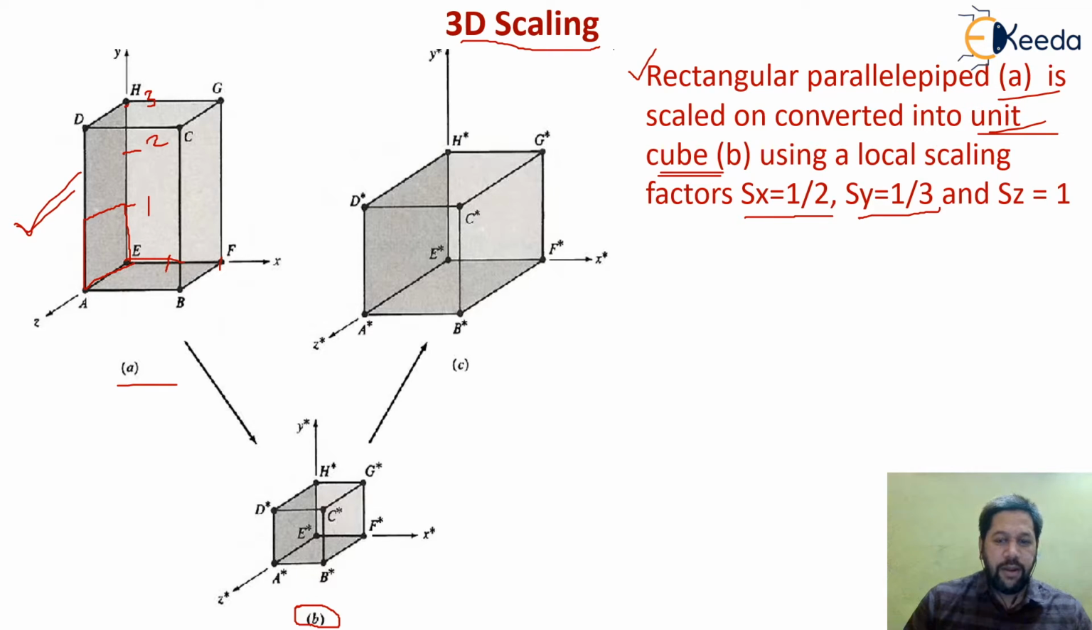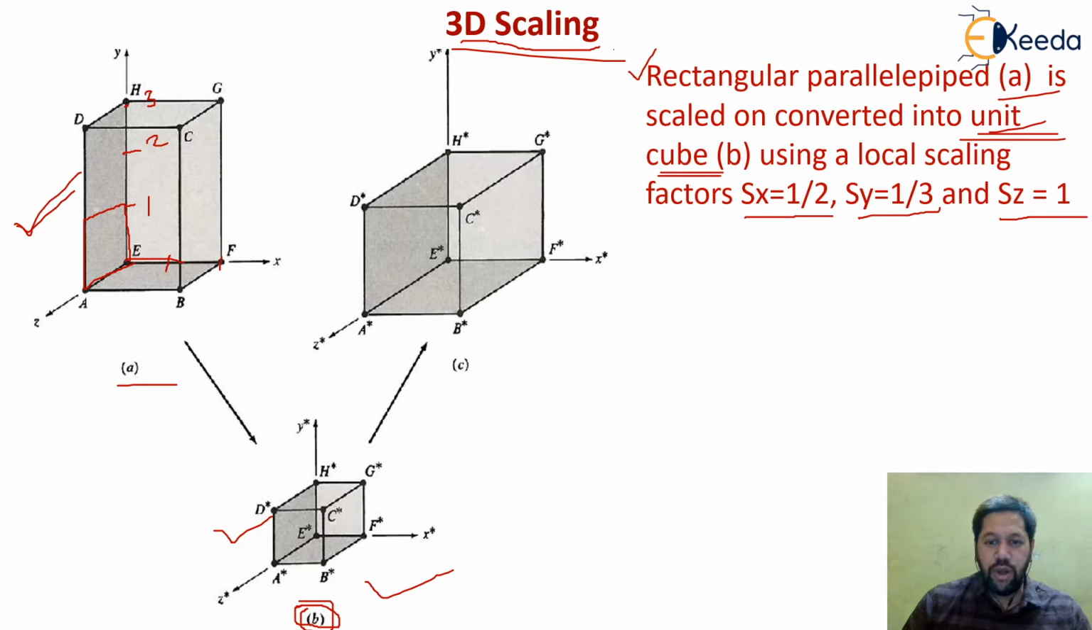Z is already 1, so the scaling factor Sz is equal to 1. So my Sx is 1 by 2, my Sy is 1 by 3, and my Sz is 1, as it is. Then what was my result after performing three-dimensional scaling? I get diagram B, which is my transformed object. You can find this transformed object, with points A star, A, B, C, D and so on, is converted into the unit cube.